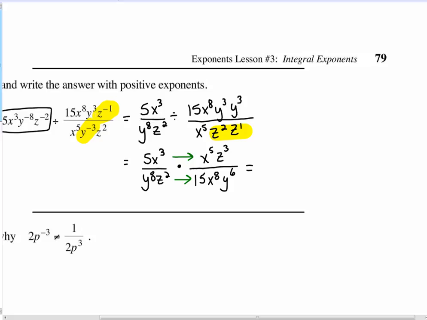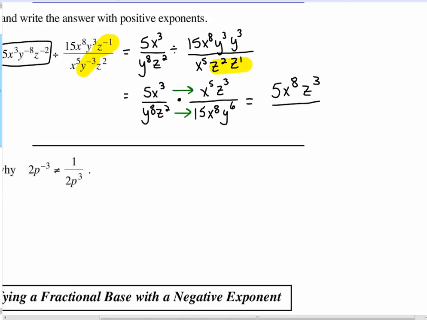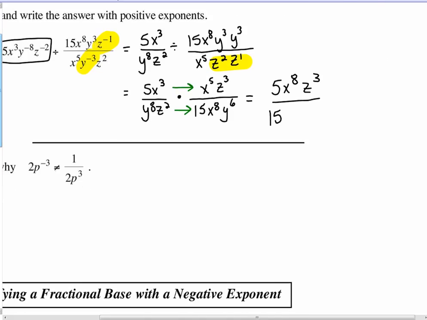Okay. So 5 x to the power of what? 3 and 5? 8. Z cubed divided by, what's the coefficient? First, put the coefficient. 15. How many x's do we have? 8. How many y's? 8 plus 6. 14. And z squared.